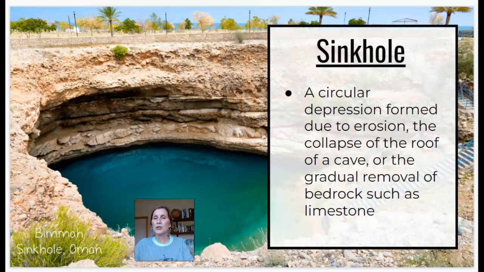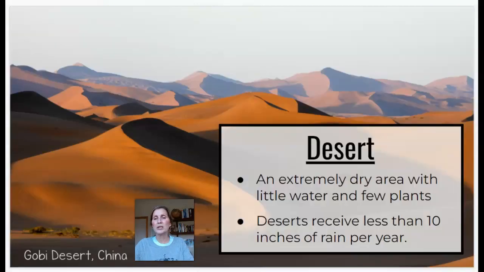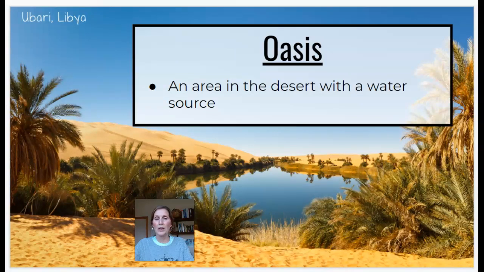A sinkhole is a circular depression formed due to erosion, the collapse of the roof of a cave, or the gradual removal of bedrock such as limestone. A desert is an extremely dry area with little water and few plants. Deserts receive less than 10 inches of rain per year. An oasis is an area in the desert with a water source.